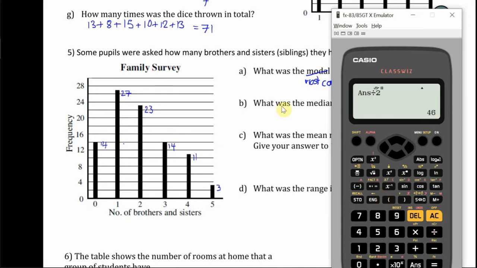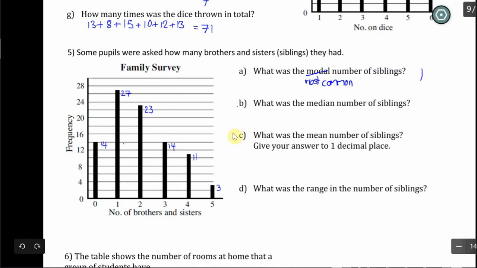would be between the 46th and the 47th person. So we need to find where that person is. So is the 46th in here? No, because we've only got 14 people there. I'm going to keep a little running total, remember? If I add in the next 27 people, then we've seen 41 people altogether. So the 46th is not in there. If we add in the next 23 though, we are up to 64. So the 46th person and the 47th person must be in that vertical line. So they must have had 2. The median number is therefore 2.